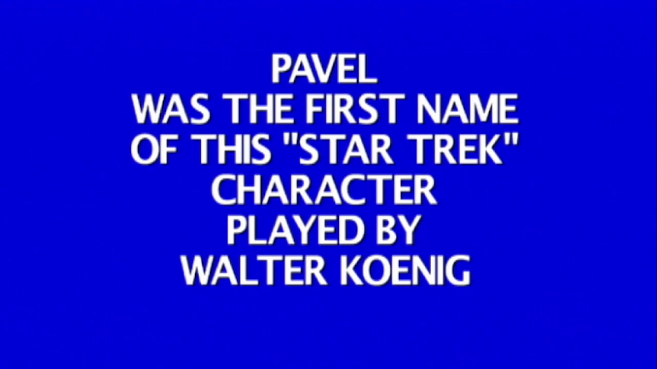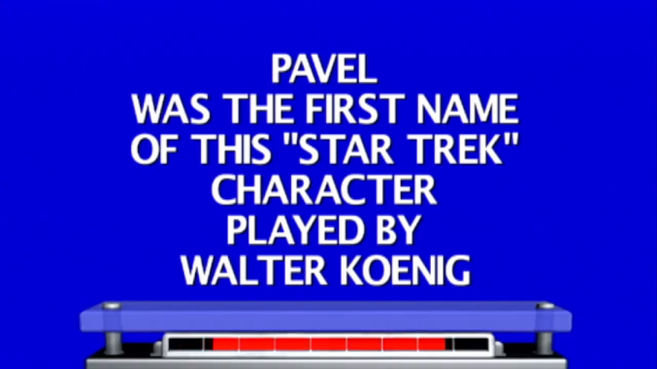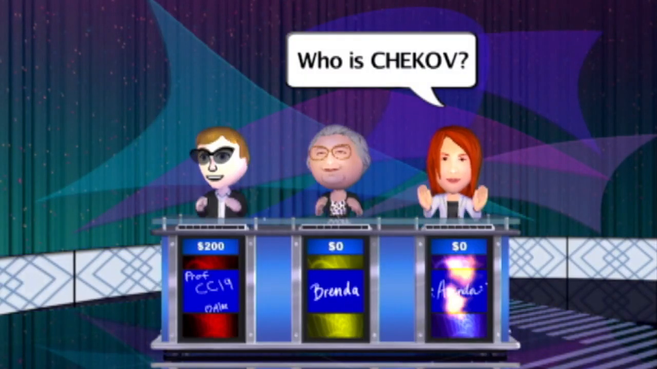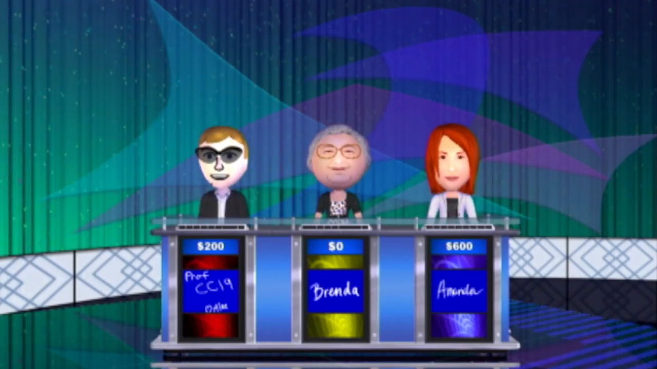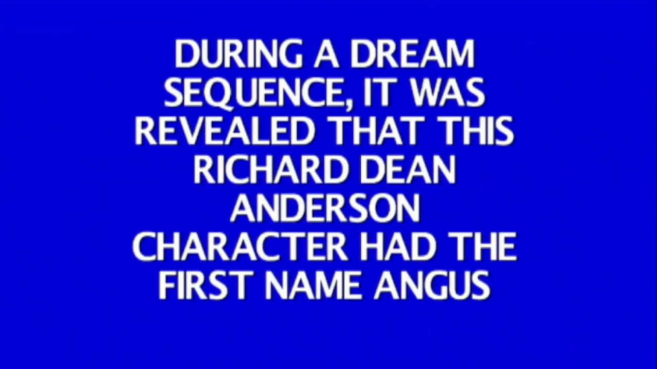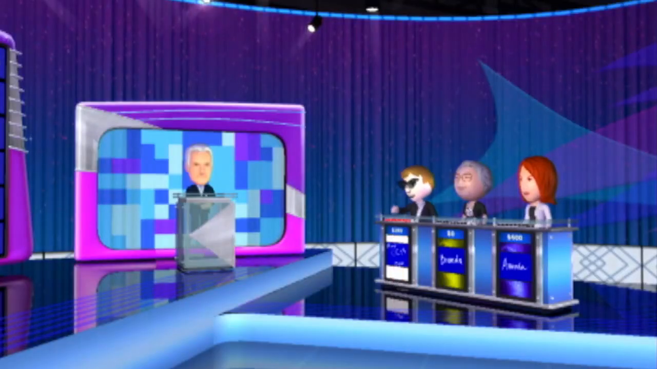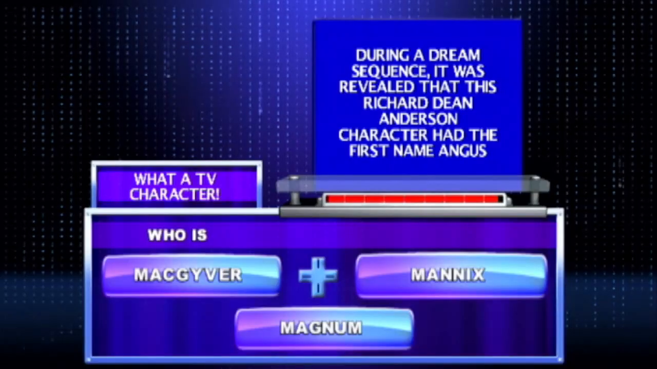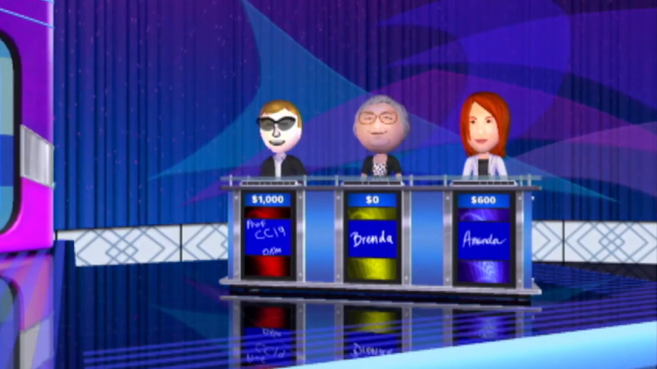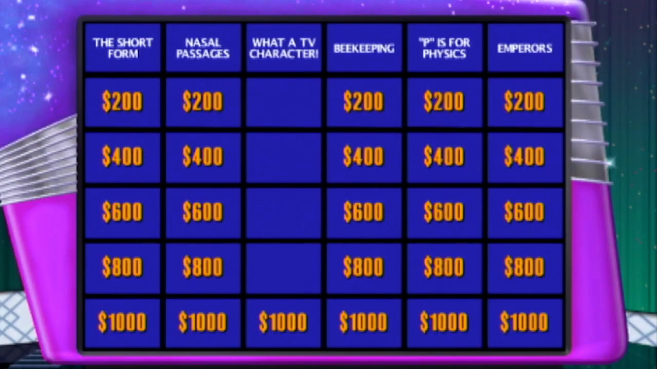Pavel was the first name of this Star Trek character, played by Walter Koenig. Player 3? Hey, you're right. Choose again, Player 3. During a dream sequence, it was revealed that this Richard Dean Anderson character had the first name Angus. It's Player 1. Right. Player 1, pick again.